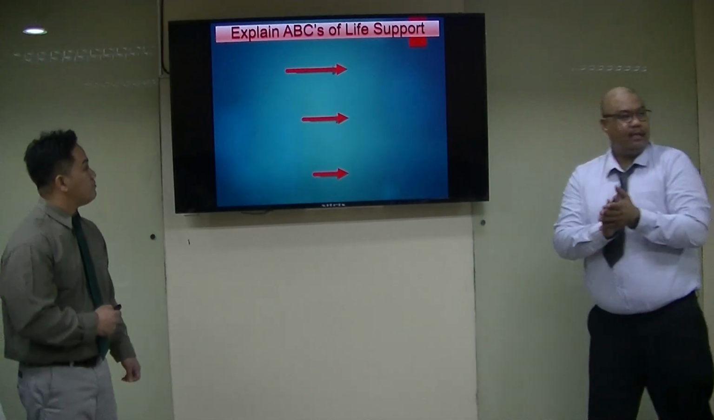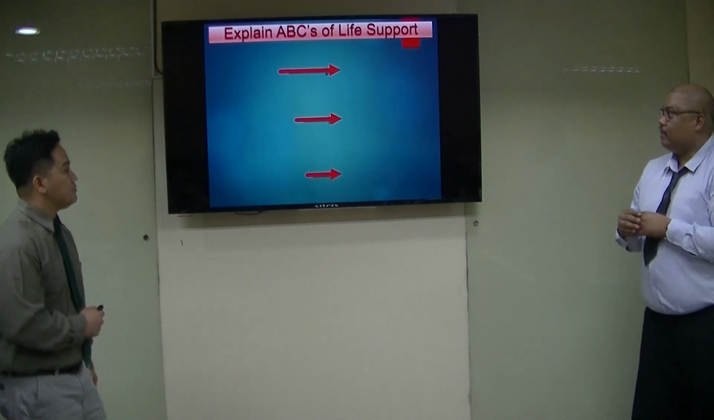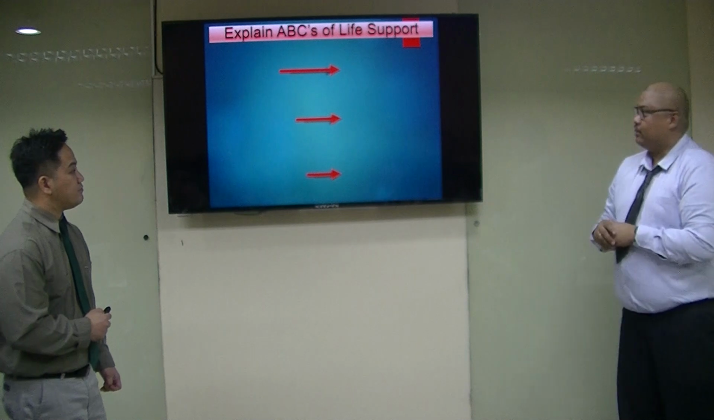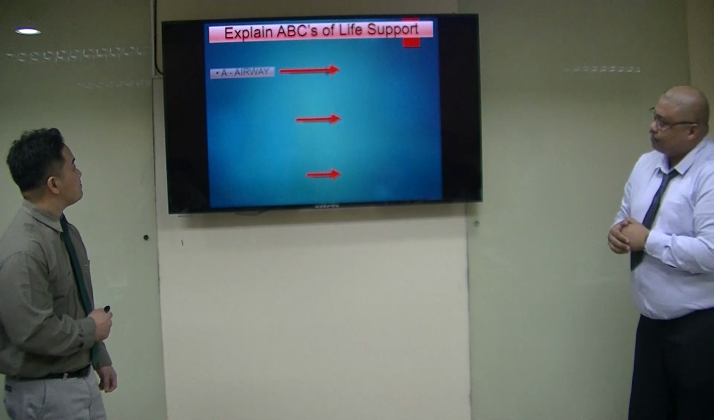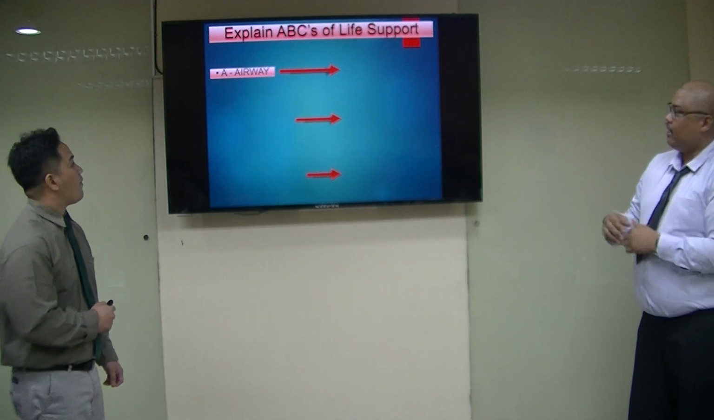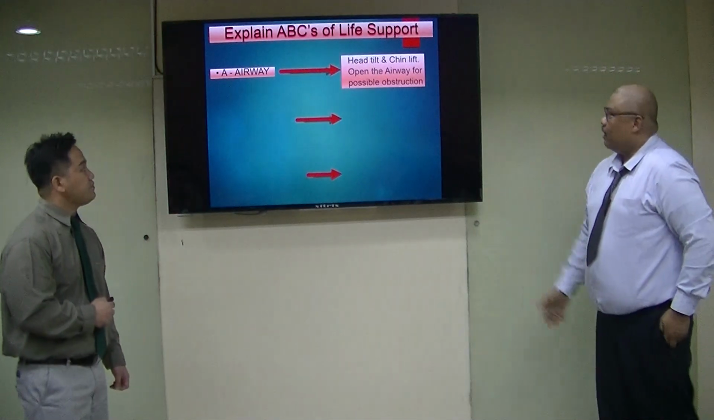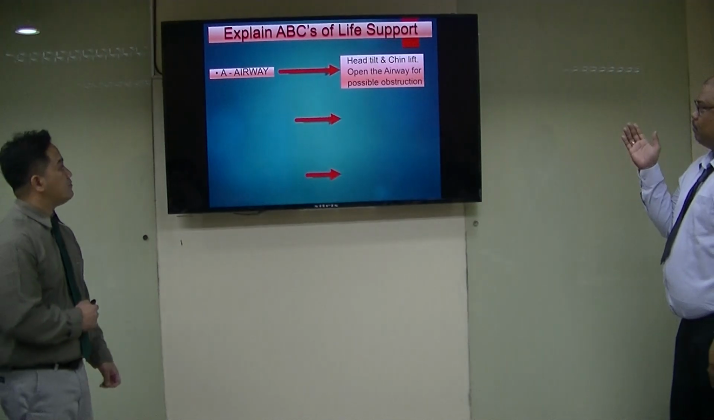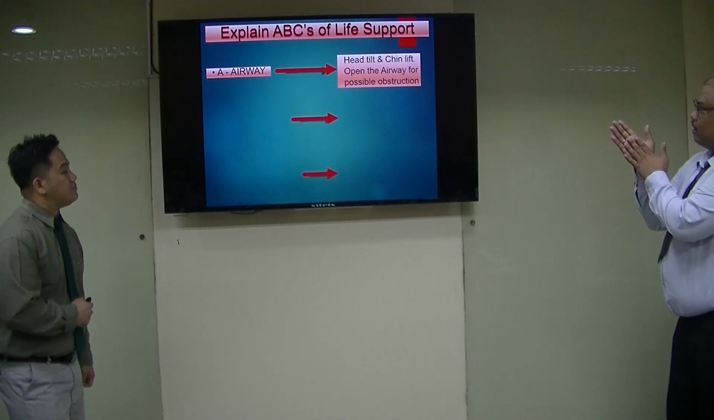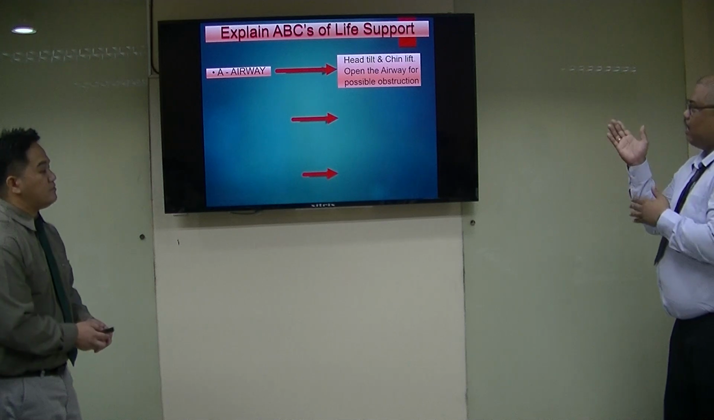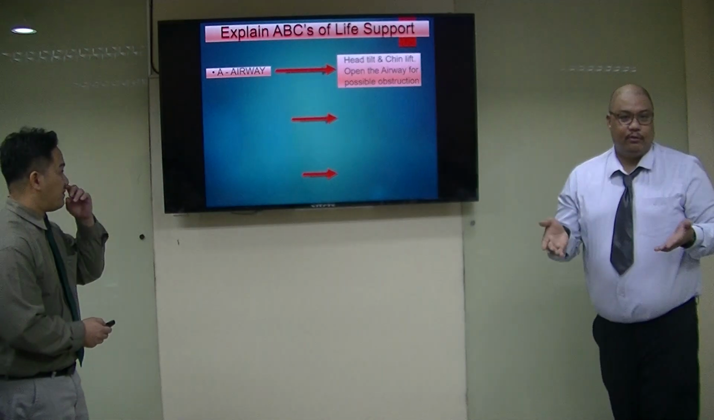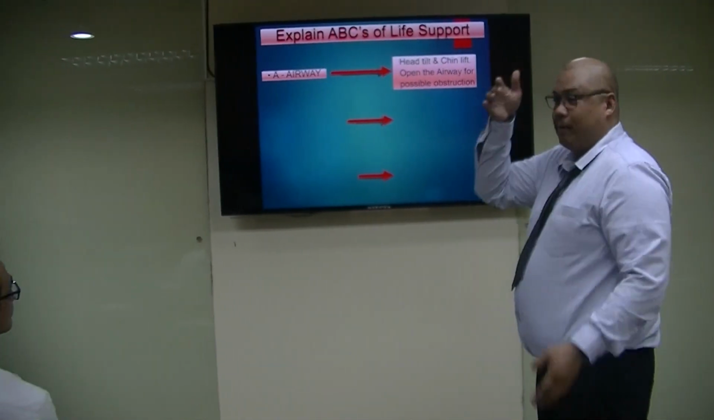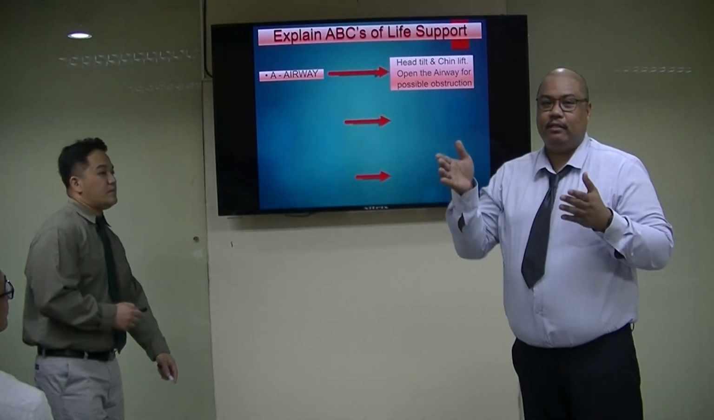Can anyone tell what A stands for? Airways. Airway. So for the airway, we should check for open airways and possible obstruction, so you need to do the head tilt and chin lift. So you must have this head tilt and chin lift. You must use your two hands.